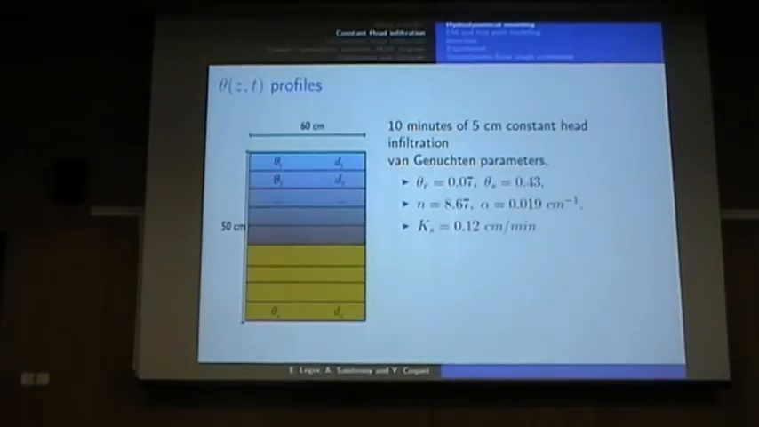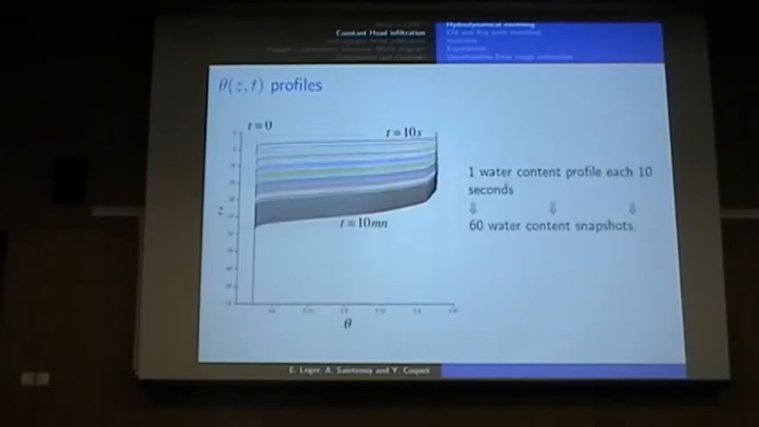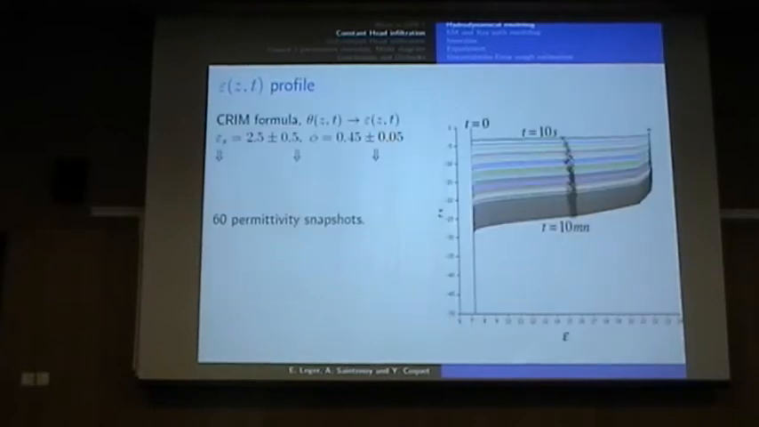So let's start with constant head. We used Hydrus 1D. We modeled a 10-minute infiltration at constant head. We set the head to 5 cm and we use the Van Genuchten parameters as presented here. We use a saturated hydraulic conductivity equal to 0.12. Then we ask for 1 profile each 10 seconds, so we obtain 60 water content snapshots. We convert the snapshots to permittivity snapshots using the CRIM formula, and we obtain 60 permittivity snapshots.